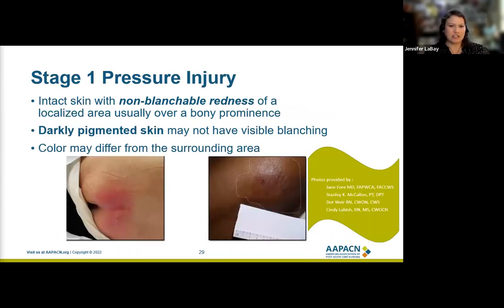So we got some nice pictures here. There was a presentation that CMS put out, oh gosh, over a decade ago, and they had some fabulous pictures. So I borrowed those from that presentation.